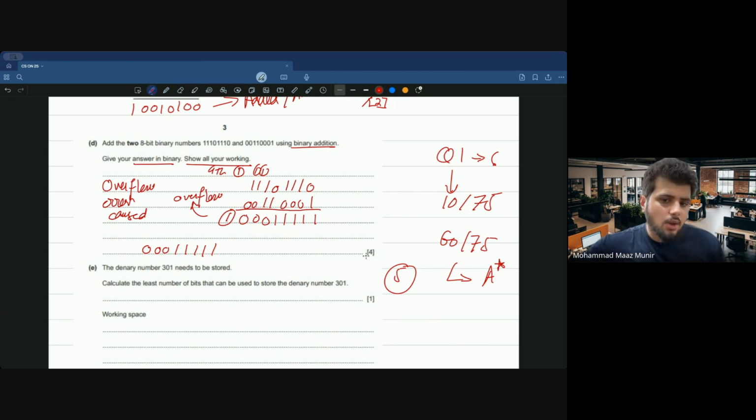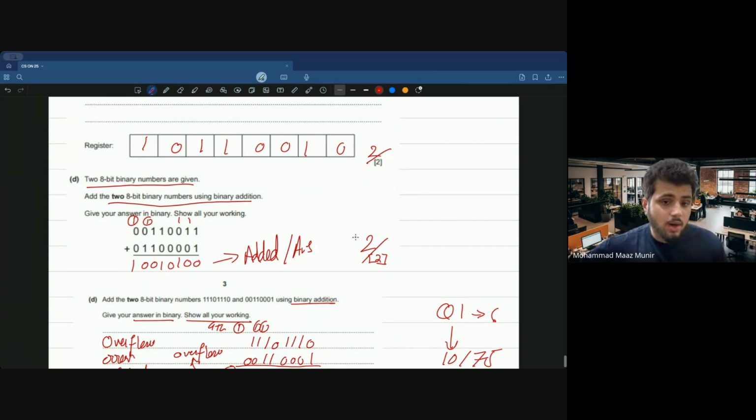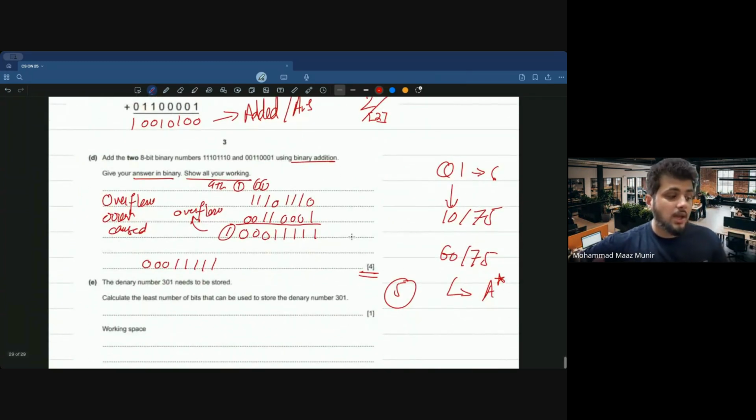Now, you look at this, you have 4 marks to it. Why do we have 4 marks when we had just 2 for the upper part? There is a catch to it, because you get 1 mark for writing the answer, then maybe 2 marks for adding the two binary numbers, and then 1 mark for identifying that yes, there is an overflow error caused.